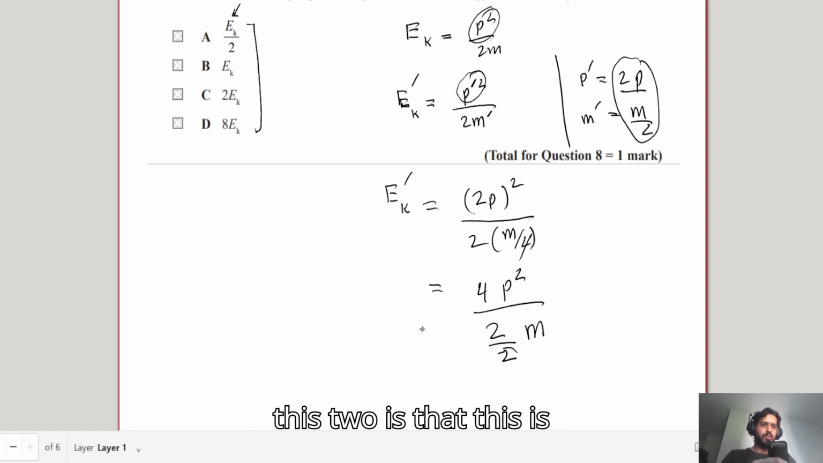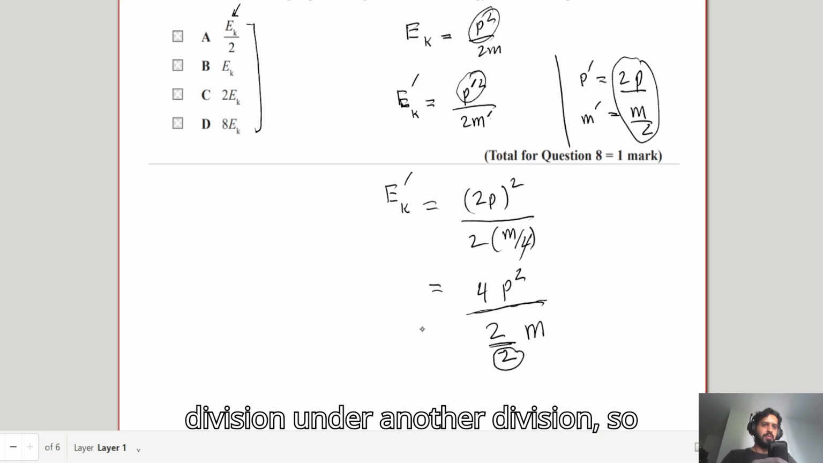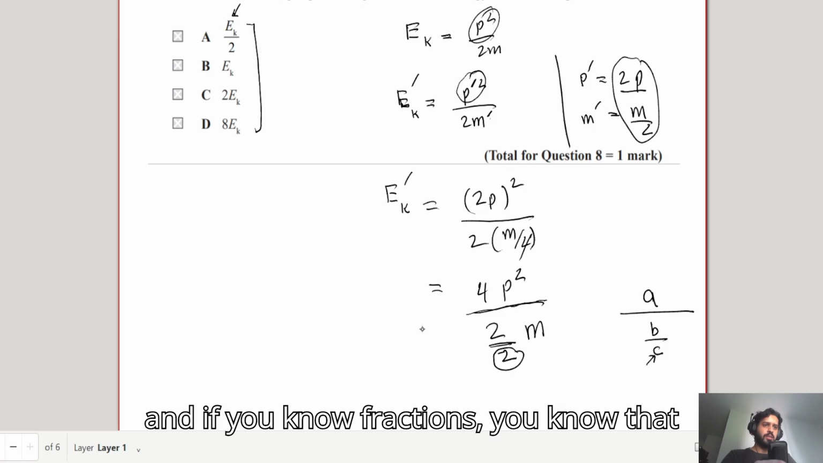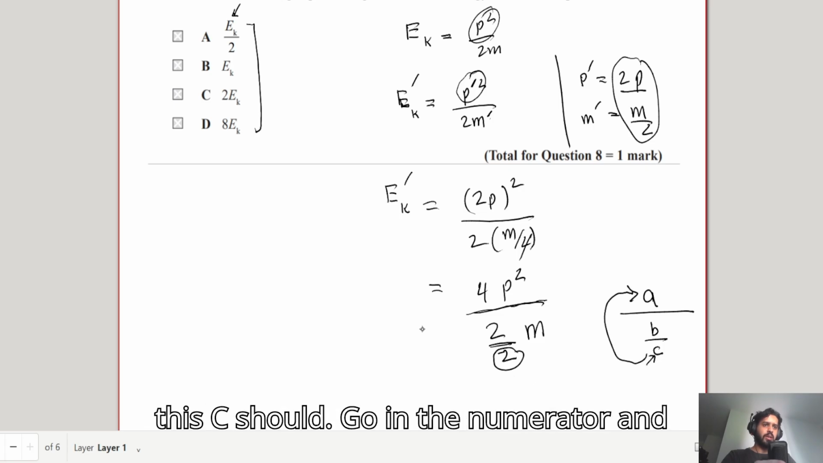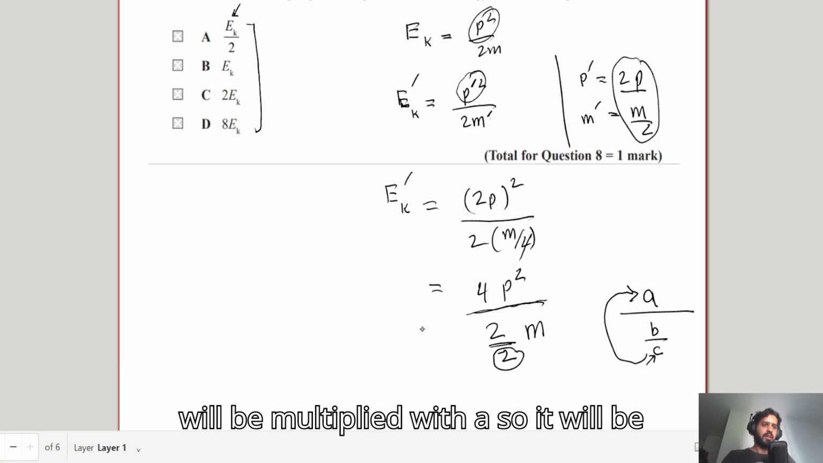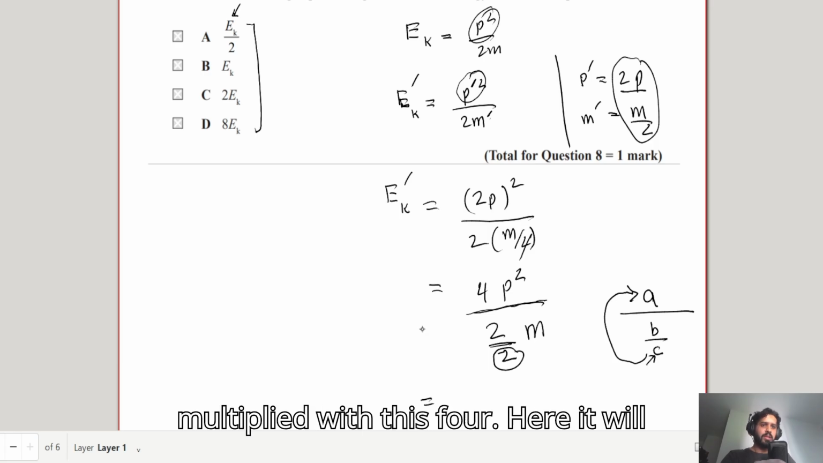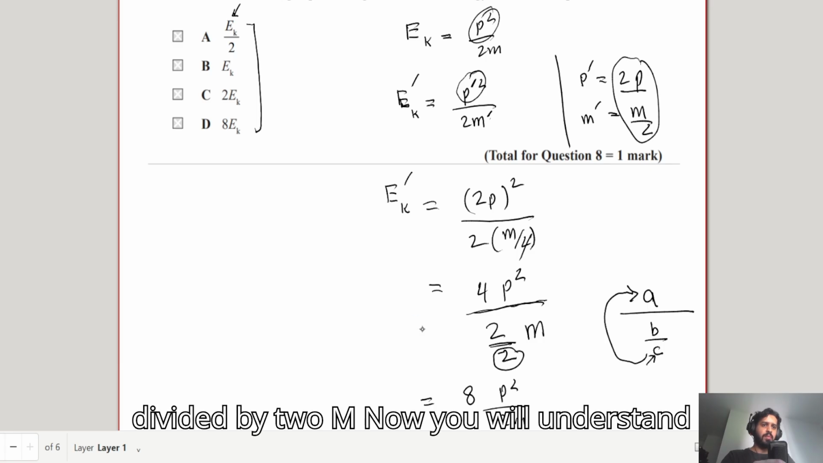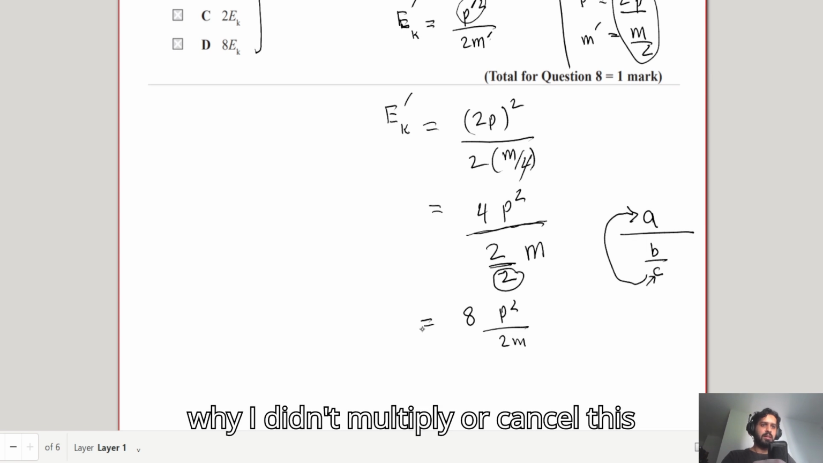What I can do with this 2 is that this is division under another division. So it is like a divided by b divided by c. This c is this 2. And if you know fractions, you know that this c should go in the numerator and will be multiplied with a. So it will be multiplied with this 4 here. It will become 8. And I'll have p squared divided by 2m. Now you will understand why I didn't cancel this 2 with this one.